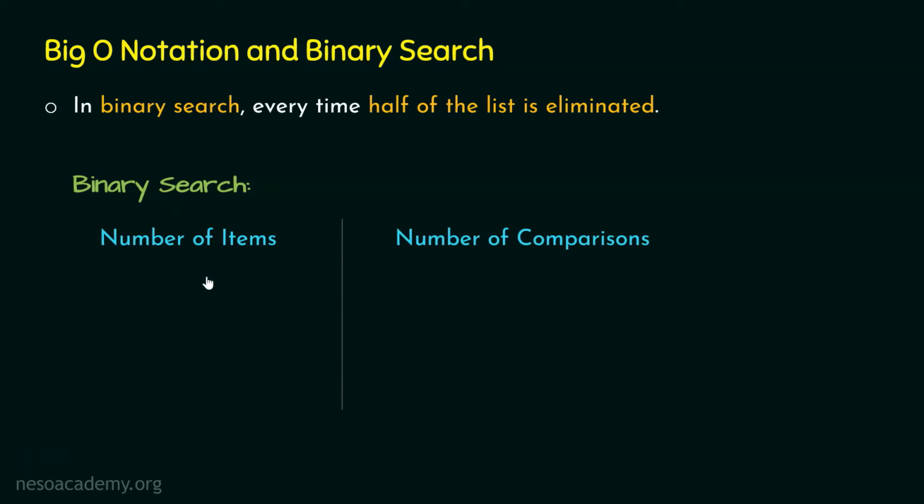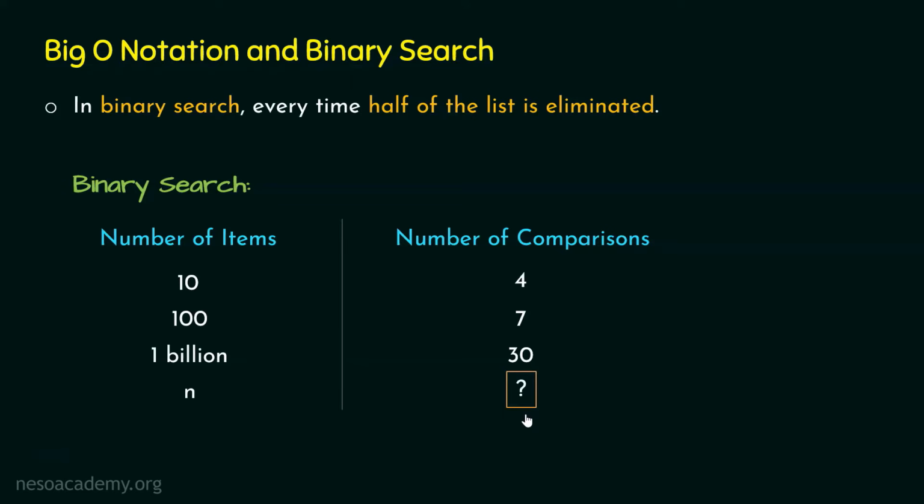Let's draw the table of number of items and number of comparisons in case of binary search. Let's say that the number of items is 10. In binary search, the number of comparisons will be 4. If we have 100 items, then the number of comparisons will be 7. If we have 1 billion items, then the number of comparisons will be just 30. What if we have n items? What will be the number of comparisons?